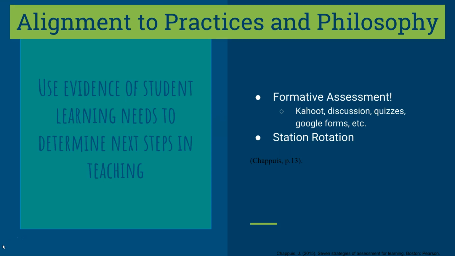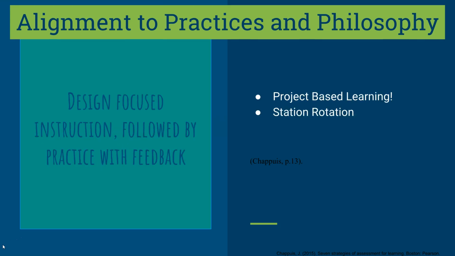Next, using evidence of student learning needs to determine next steps in teaching. This is really big. This is kind of the gist of formative assessment. In my own classroom, I use Kahoot or discussions or quizzes to try to get the information so that I can analyze it as quickly as possible and then inform my instruction. If I'm not able to do it within that 1 class period, I ensure that my station rotations or my groups that are set up for the next day are based on the information that I gathered from the previous lesson.